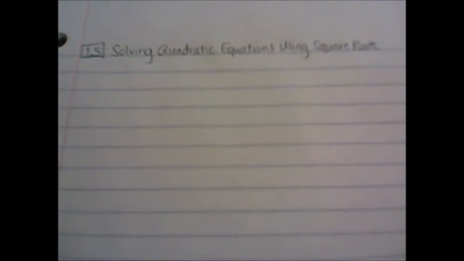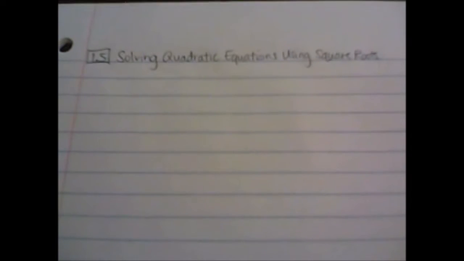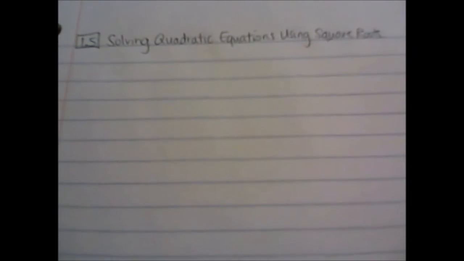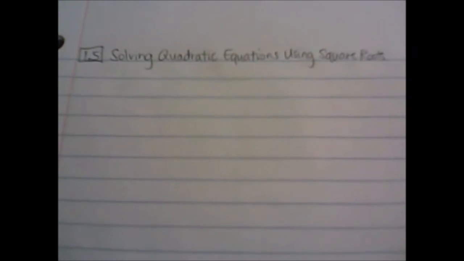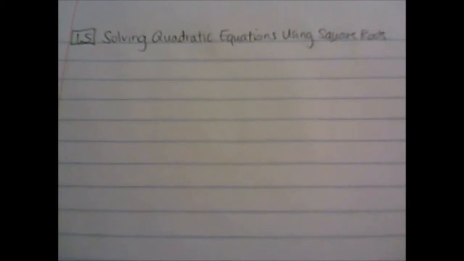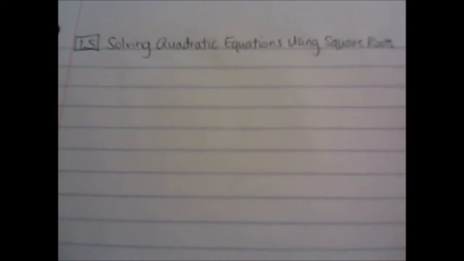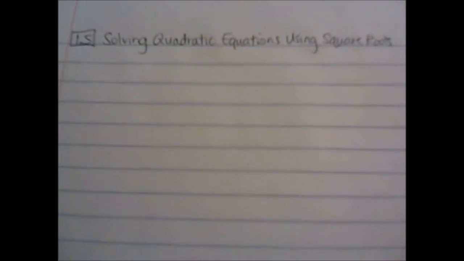Hi guys, so today I was supposed to teach you 1.5. I'm titling this Solving Quadratic Equations Using Square Roots. We've been solving quadratic equations before in 1.3 and 1.4, but the method that we were using there was factoring. Whenever we're trying to solve an equation, what we're trying to get is an answer with x equals and then whatever number. So that's our goal here. We're just using a different method to get to that goal.